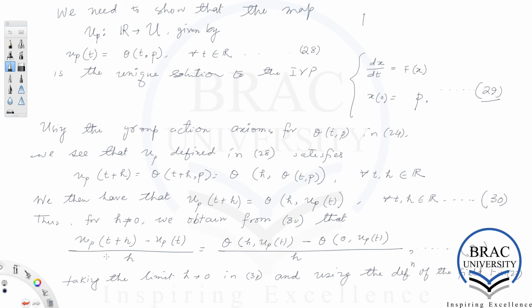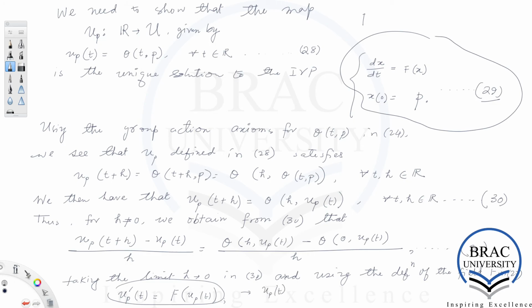So if you take the limit h approaching 0 on the left hand side, you get the derivative of u sub p with respect to t, right? U p prime t. And on the right hand side, from the definition of the infinitesimal generator of the dynamical system, we get f evaluated at u sub p of t, which indeed solves this ODE 29, right? This means that u sub p of t solves this system.